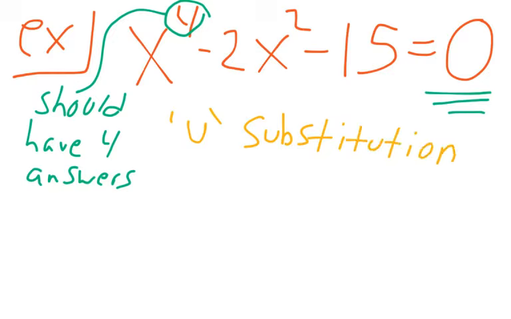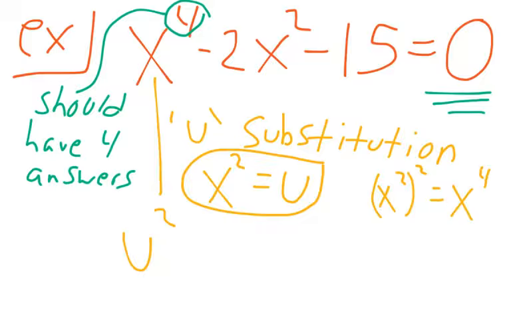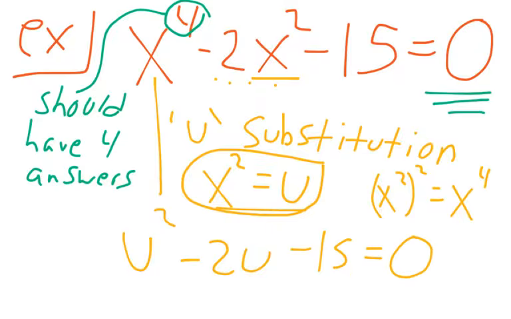Try and catch this trick. If you were in class with me, you already saw it. Try and catch it again. I'm going to substitute x squared for a letter U. And if you don't like U, then pick a different letter. So when I do that, instead of x to the fourth, I get u squared, because x squared is x to the fourth. Then I have minus 2x squared, so this is going to be minus 2u, because again, x squared is u. And then minus 15 equals 0.